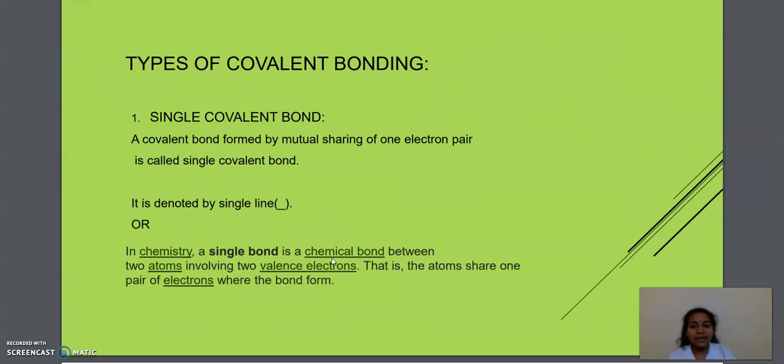Then we'll see types of covalent bonding. There are mainly 3 types of covalent bonding, that is single covalent bond, double covalent bond and triple covalent bond. Let's check what will be that.